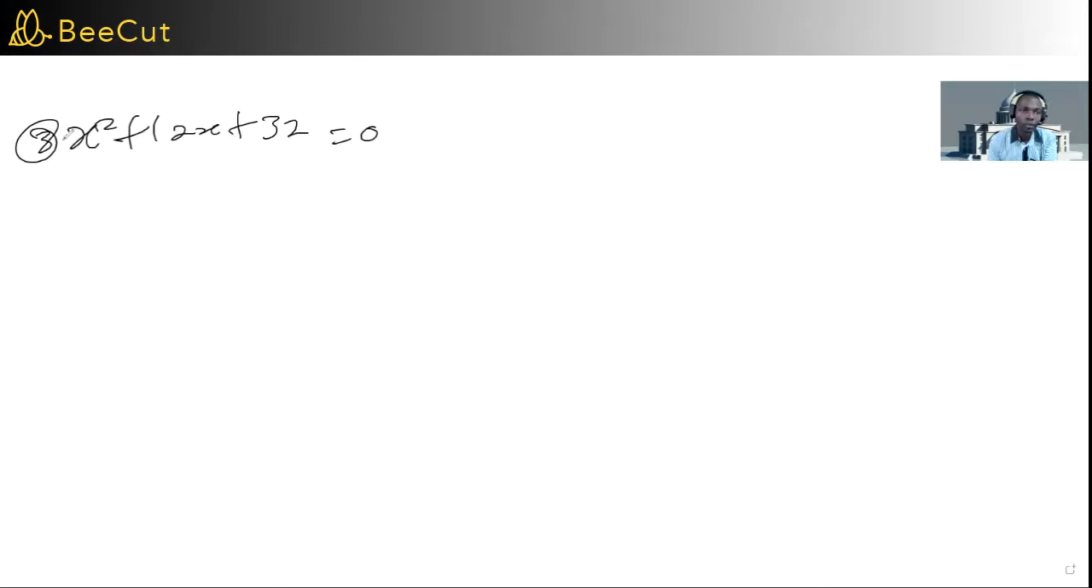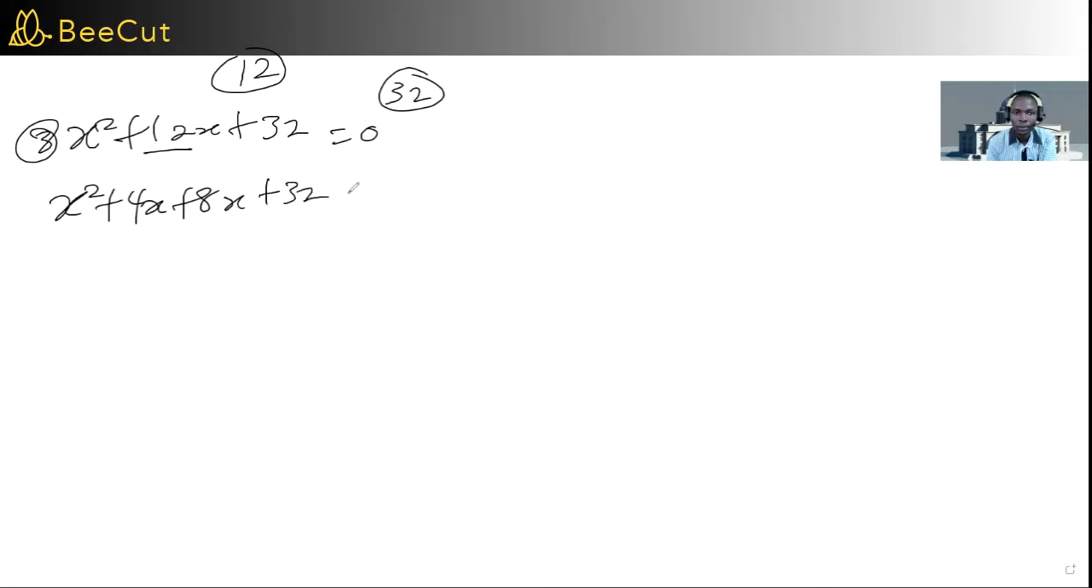So I attempt to solve this. I say any number that is here will multiply the third number. So 1 times 32 is 32. And the middle number is positive 12. So what are the two numbers you multiply to give you 32 and add to give 12? Obviously, 4 times 8 is 32, and 4 plus 8 is 12. So you use 4 and 8 to replace the middle number. So x squared plus 4x plus 8x plus 32 equals 0.